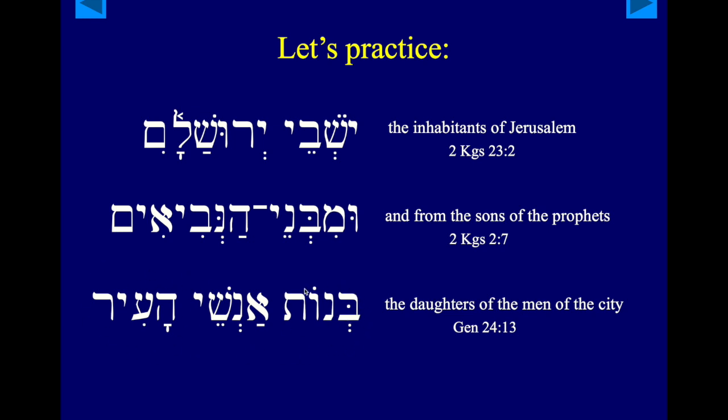So Banot means daughters, just like Bene means sons. Daughters of Anshe, men of. Why do I say men of? Because you lost your meme. It'd be Anashim if it was men. Anshe always is going to mean men of. Ha'ir, the city. And remember, the definiteness works back up the chain. So the daughters of the men of the city.